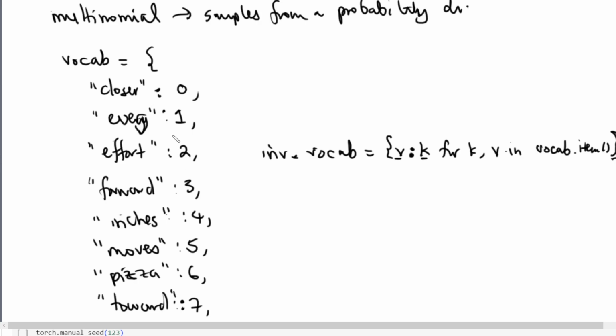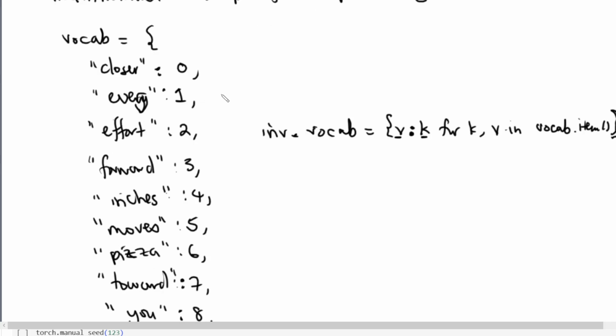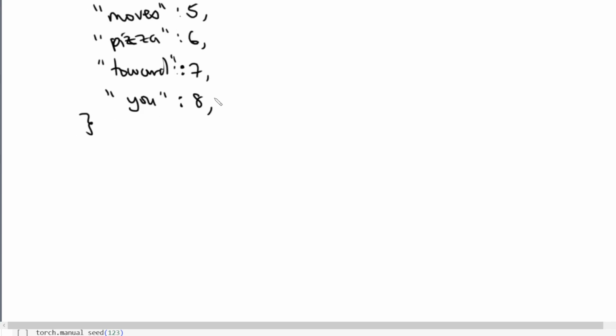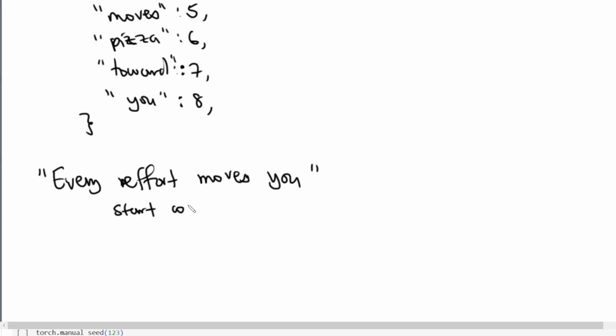So now when we want to implement this probabilistic sampling, we can replace that argmax with multinomial. And what happens in the background is, if we put something like every effort moves you as our start context into a well-trained model, it's most probable that it will predict the word forward.